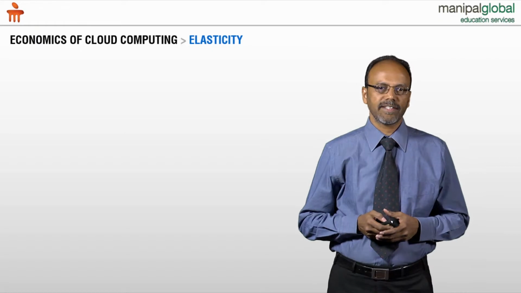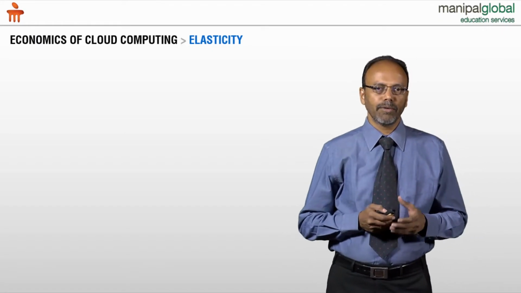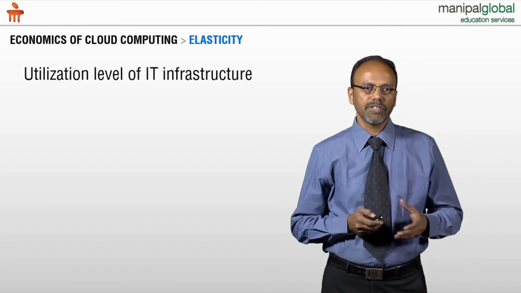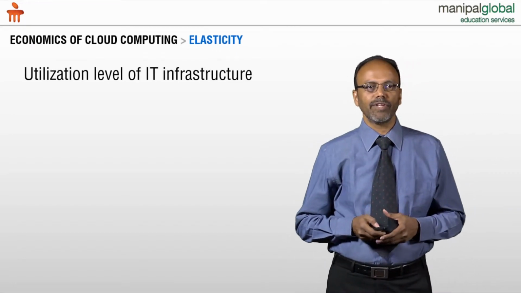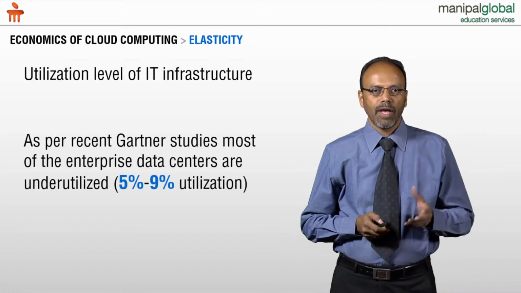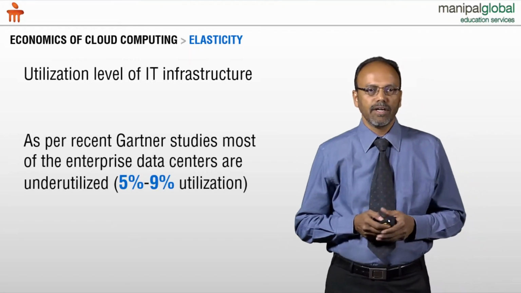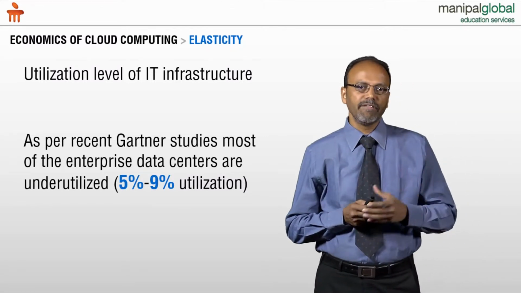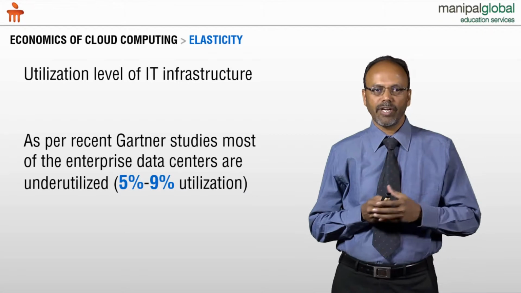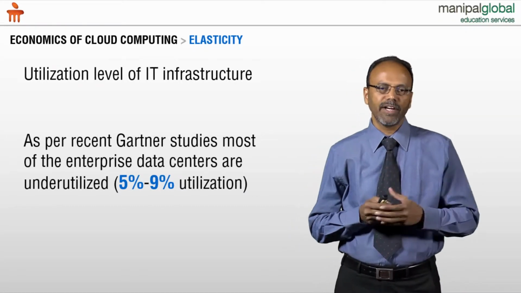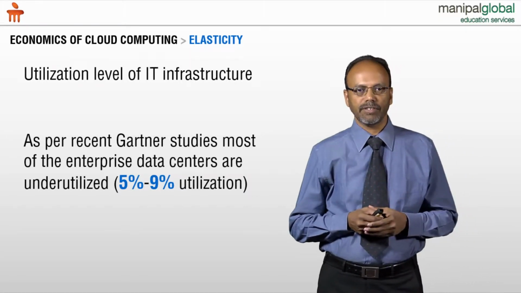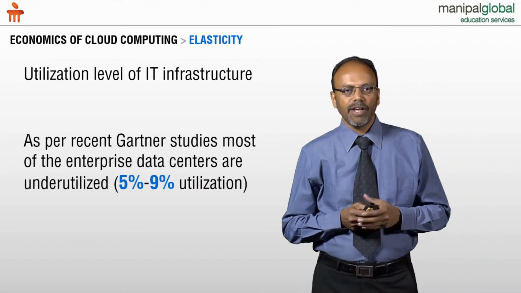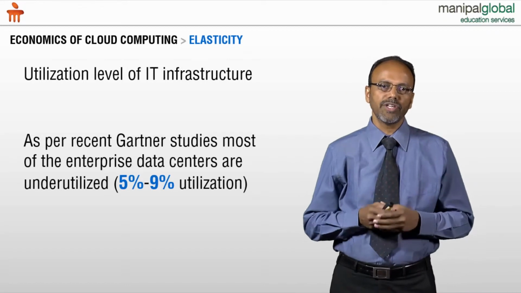First of all, elasticity. One of the very important components of cloud computing is its elastic nature. Now, this is determined by the utilization level of the IT infrastructure. As per recent Gartner studies, most of the enterprise data centers which have got heavy investment in IT are underutilized, and the average figure is between 5% to 9%. Now, this worries the companies or the enterprises which are hosting these data centers.